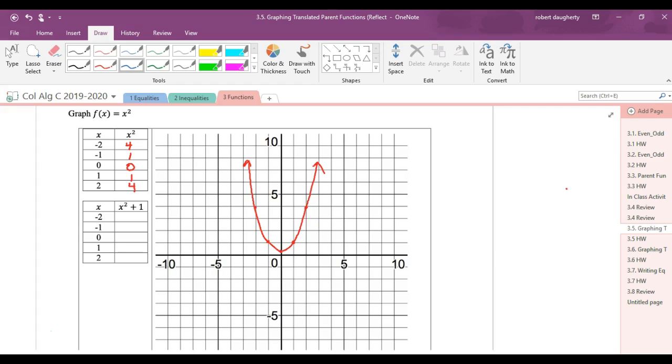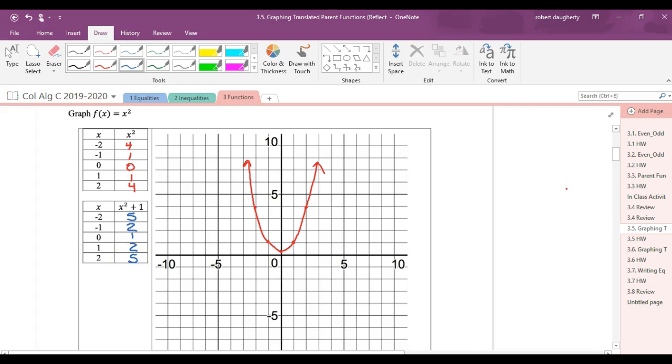Okay, so let's plug in these numbers. What is negative 2 squared? Guys, what's negative 2 squared? 4. What's 4 plus 1? 5. What's negative 1 squared? 1. 1 plus 1 is 2. 0 squared plus 1 is 1. 1 squared plus 1 is 2. 2 squared is 4. 4 plus 1 is 5.